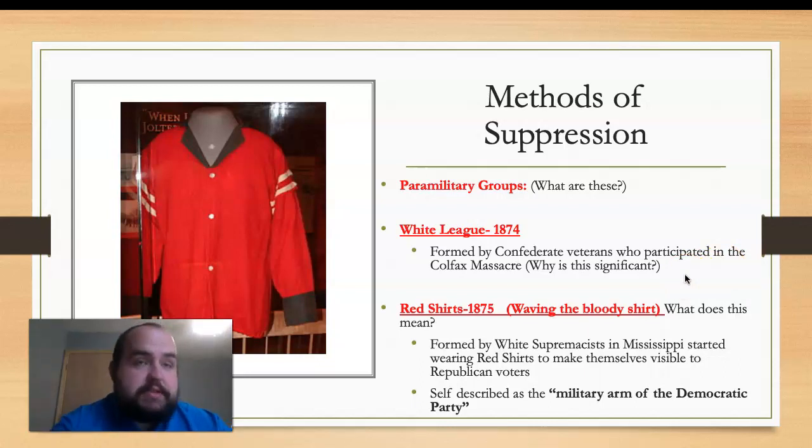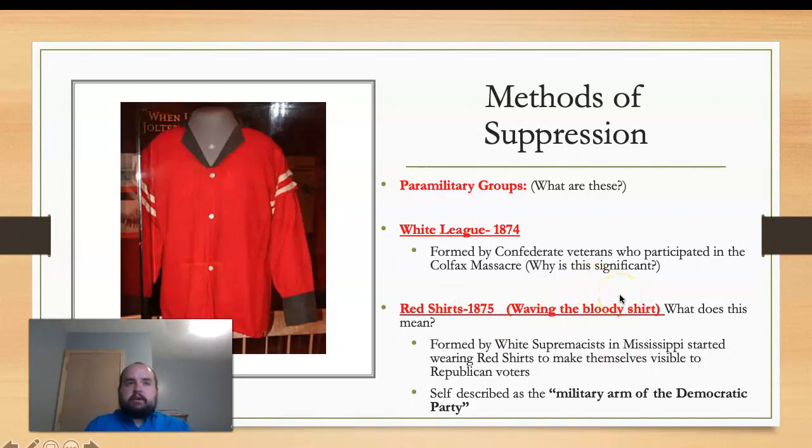Well, it suggests, as you might guess, remembering a little bit what we talked about with Sand Creek and Wounded Knee last week, that this is going to be a very violent group with not necessarily the most sound morals of all time. So again, these groups were very much founded in violence. The Red Shirts, which are more widely known, arguably, and you can see an example of the uniforms they'd often wear here, were formed in 1875. Their slogan was that they were waving the bloody shirt.